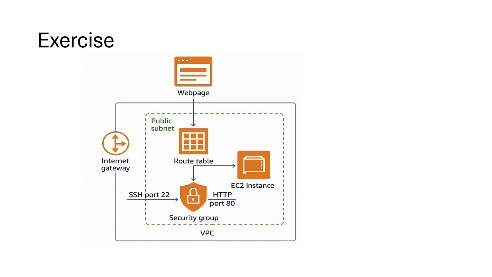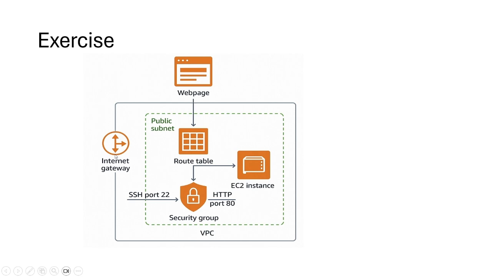And let's go to our exercise. Our exercise basically today is going to deliver a web page for us. We will create a VPC. It will create a public subnet. It will create a route table and do a route table association. And it will create a security group. And in the security group, we open port 22 for SSH and port 80 for HTTP communication. And there will also be an internet gateway there.